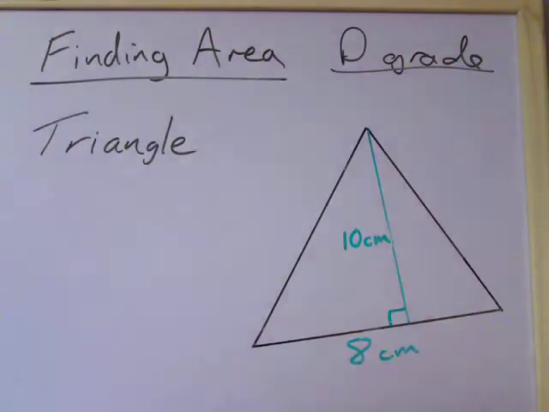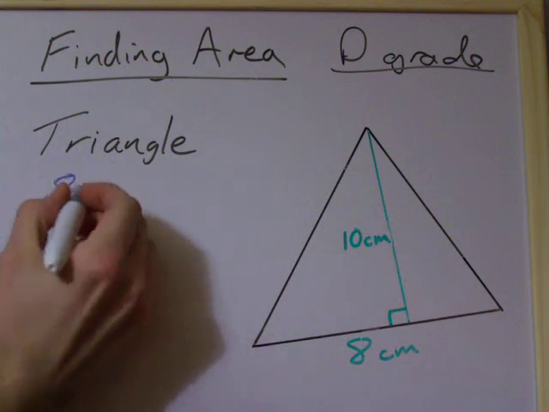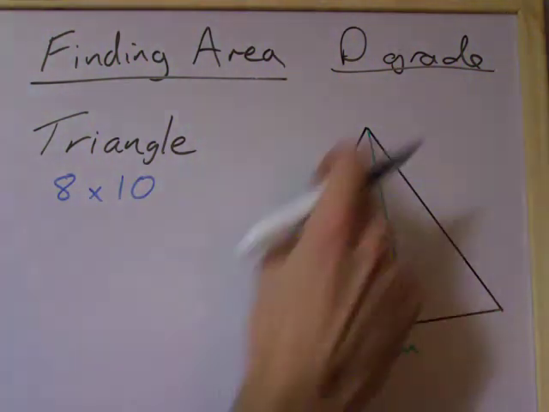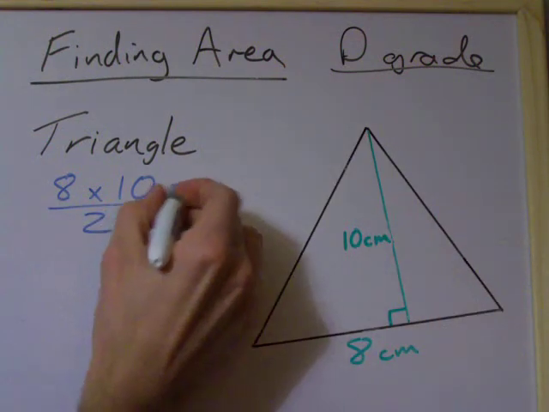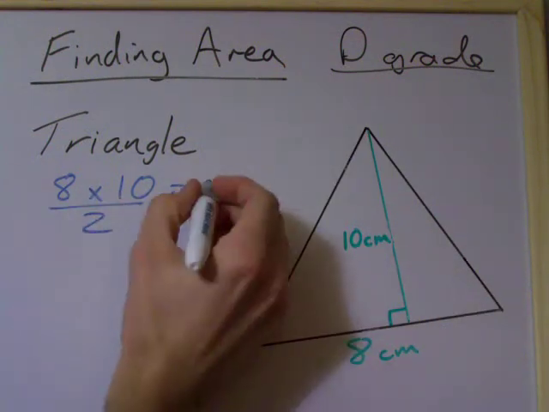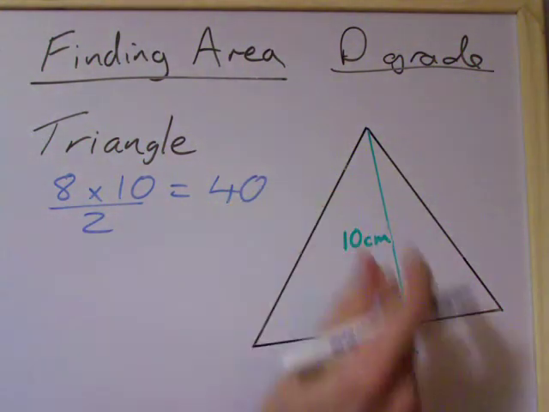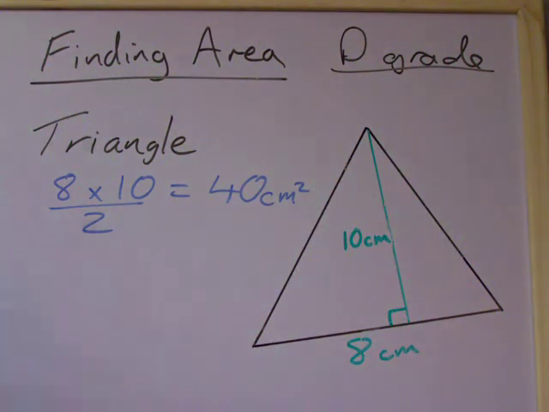So pause now if you want to try and work out the area of this triangle before I do. Okay, area of the triangle. You've got 8 by 10, so 8 times 10. Now 8 times 10 would give you a rectangle, so to get the area of a triangle you've got to half it. 8 times 10 is 80, divided by 2 is going to be 40, and the units you've got here are centimetres, so the answer is in centimetres squared.